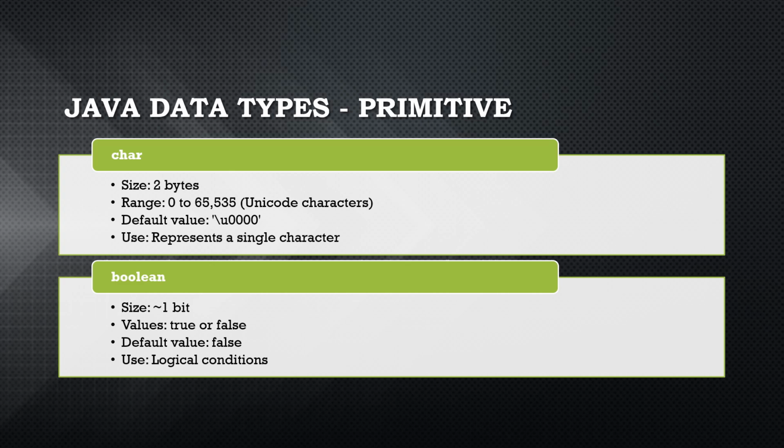On the other hand, the boolean type uses about 1 bit of memory and can hold just 2 possible values, true or false. It's fundamental for making decisions and controlling the flow of programs, such as determining if a condition is met or toggling a feature on or off. The default value for boolean is false. Both char and boolean are essential for handling specific data and control structures in your Java programs.